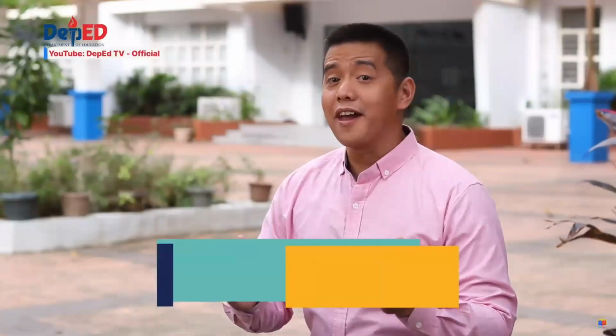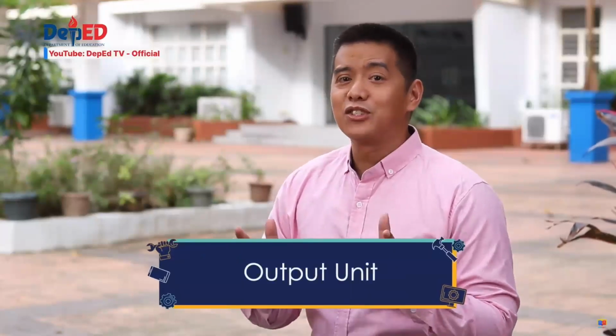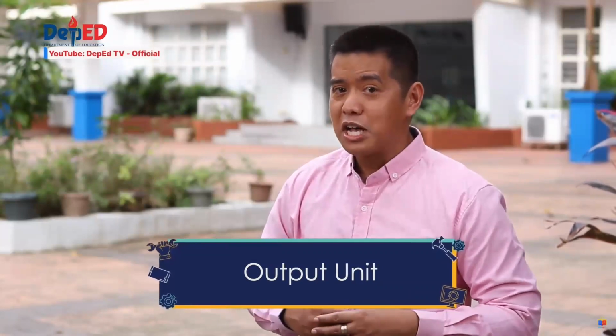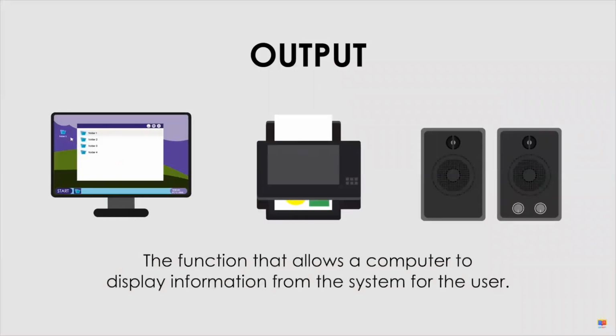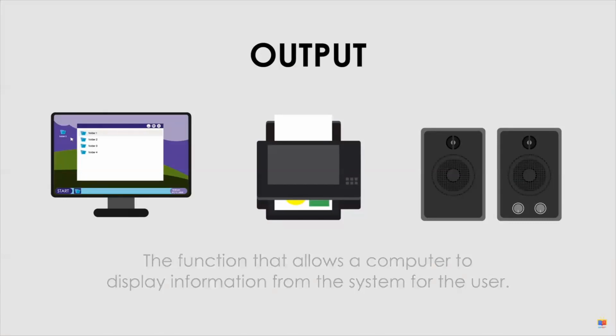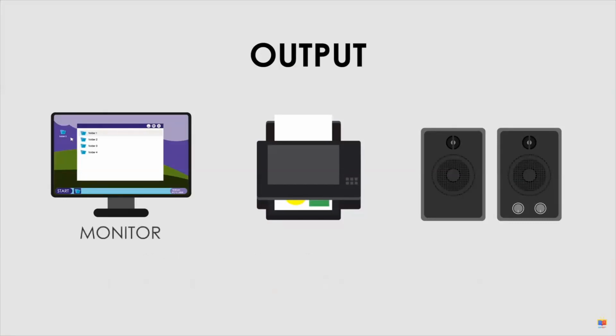And lastly, we have the output unit. This is the process of producing useful information or results for the user, such as a printed report or a visual display. It is the display or output of results after it's been processed. The output is the exact opposite of the input. The output is the function that allows a computer to display information from the system for the user. This can be accomplished through the monitor, printer, and speakers.